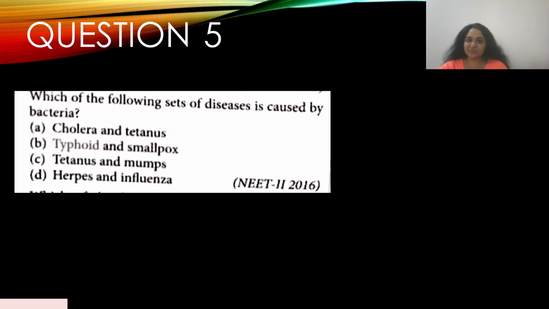All right, so question number 5: which of the following sets of disease is caused by bacteria? You need to know which of them is a bacterial disease, and this appeared in NEET 2016. So you have A, cholera and tetanus, B, typhoid and smallpox, C, tetanus and mumps, D, herpes and influenza. So clearly it is A, cholera and tetanus are both bacterial diseases. So your answer is A.